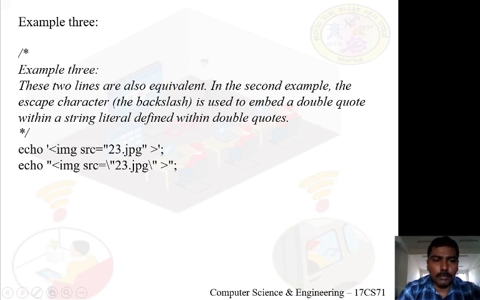But look at this example. With echo I specified the message, the output to be written to the HTML file, within double quotes. But what happens now? See here, the echo statement has a double quote, an angular bracket, that is less than, img src equals. Now, what is this backslash preceding the double quote at the file name 23? Why did I place this backslash preceding the double quote? Now, this backslash acts as an escape character.